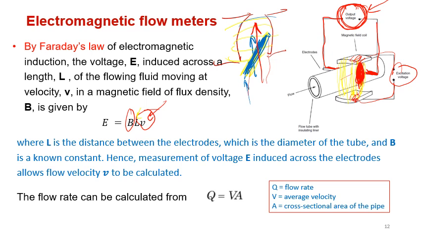So E represents the velocity. The higher E, the higher the velocity. And remember that the higher velocity means the higher Q, which means E here is proportional to Q. The higher E tells me that the flow rate is higher. That's how we can measure the flow rate by considering Faraday's law. But I will repeat again and again, this kind of sensor is to be used only if the liquid to be measured is conducting.